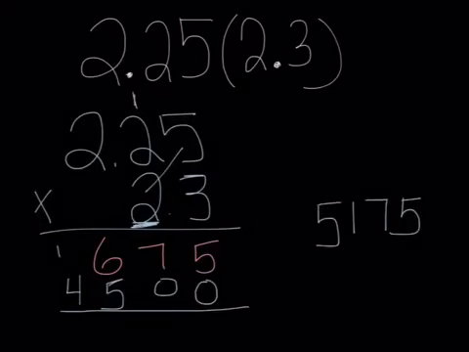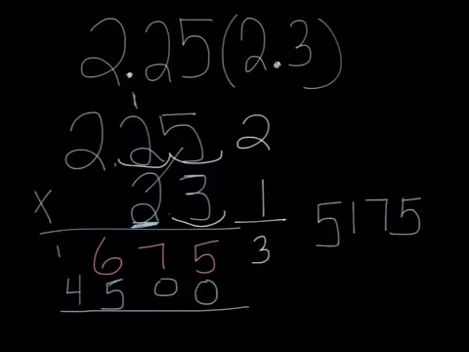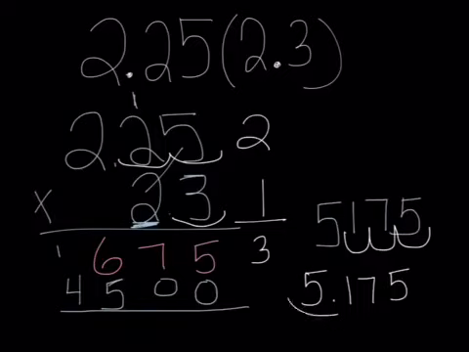Now we have to figure out how many decimal places I need to move over. So let's take a look at this. In the first number, I'm over 2 decimal place values, and in the second number, I'm over 1. So 2 plus 1 is 3 full decimal places. So from the far right of my number, I'm going to count over 3. 1, 2, 3. It's going to go between the 5 and the 1. So you get 5 and 175 thousandths as your answer.